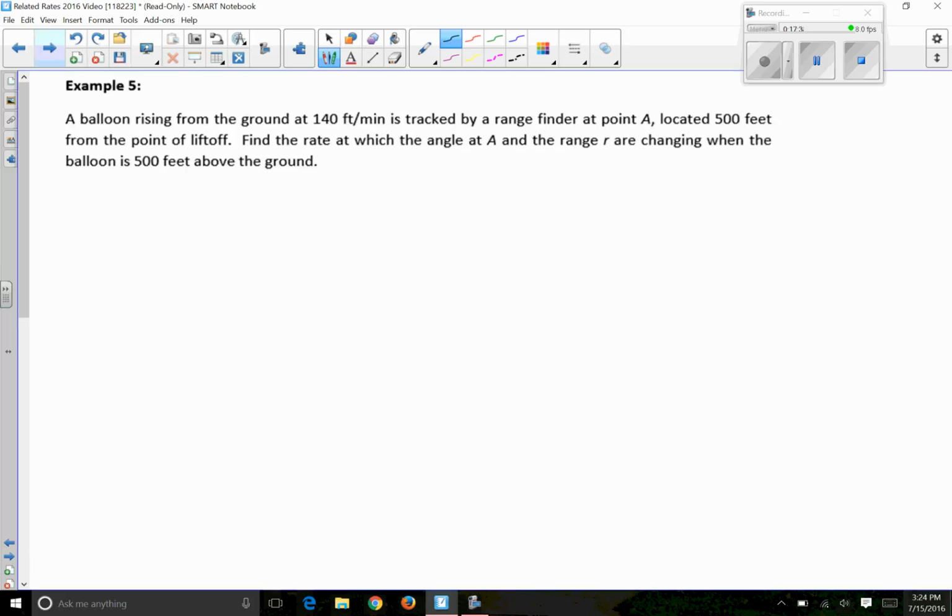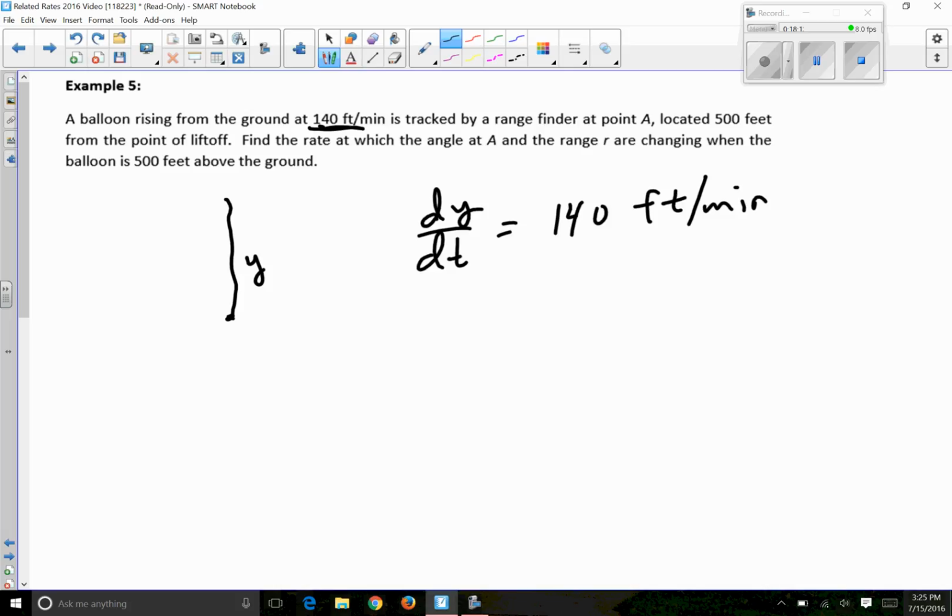And we have one more example. A balloon is rising from the ground at 140 feet per minute, is tracked by a rangefinder at point A located 500 feet from the point of liftoff. So here's the point of liftoff, and there's a balloon rising. We'll call this distance y, because it's changing as the balloon rises. And this given rate is the derivative of y with respect to t. There's a point A that's 500 feet from the point of liftoff.